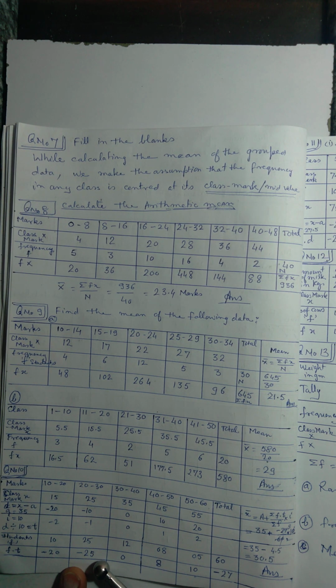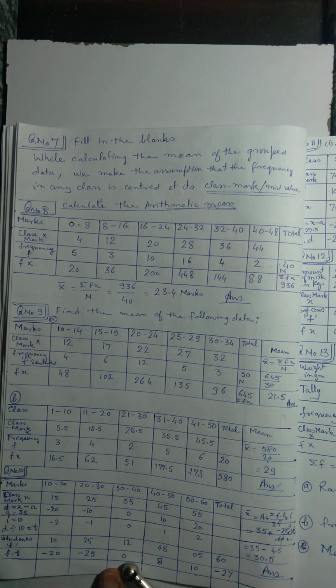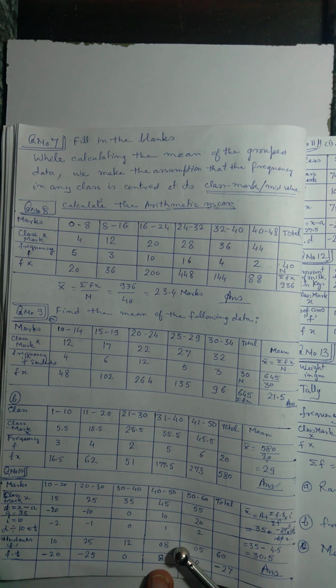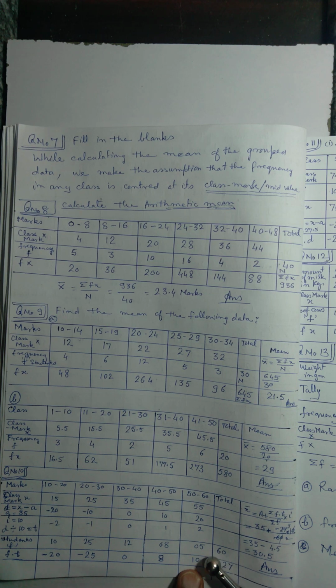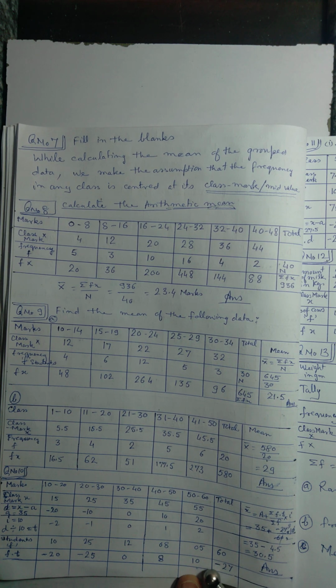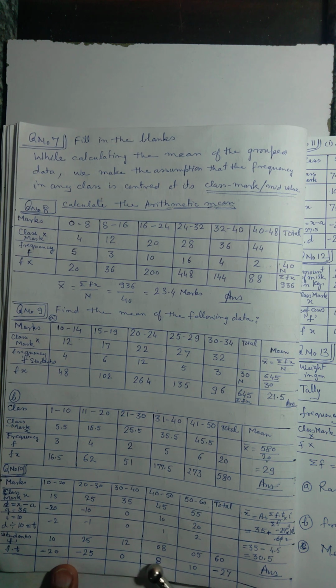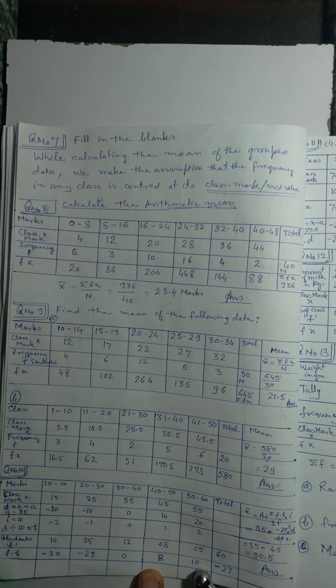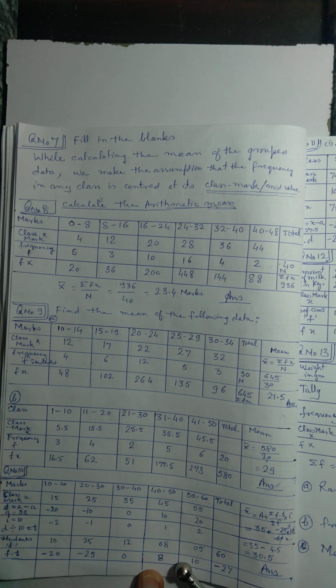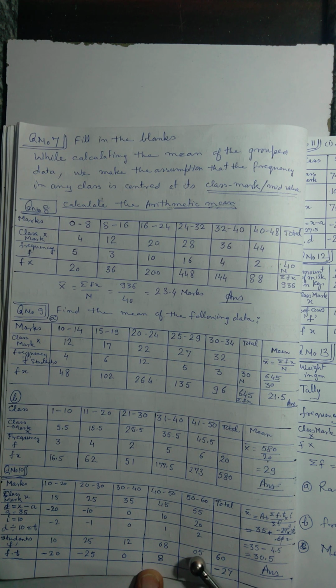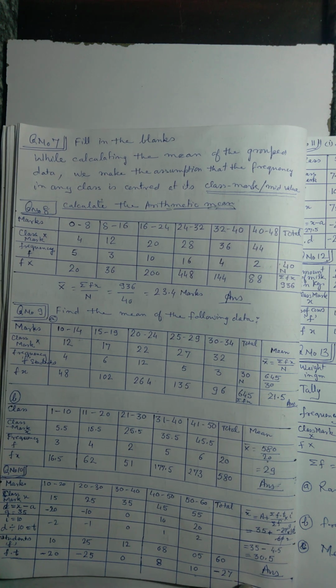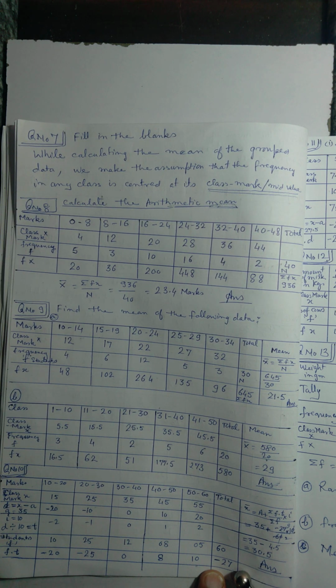Minus 2 into 10, that is minus 20. Minus 1 into 25, minus 25. 0 into 12, that is 0. 1 into 8, that is 8. 2 into 5, that is 10. So summation. देखिए माइनस का कौन कौन सा है, minus 20 और minus 25. So total will be minus 45. Here plus का कितना है, 8 and 10. So 18. So minus 45 plus 18 सॉल्व करेंगे तो minus 27 आएगा.